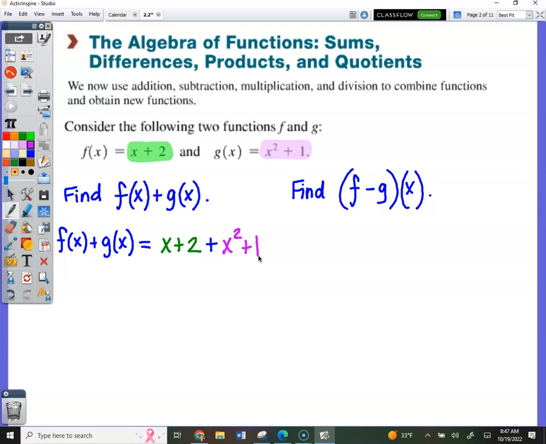Are there any like terms? Are there any like terms? The 2 and the 1. Put it in standard form. Pull the x squared to the front, x goes in the middle, and 2 plus 1 is 3, and that's the answer.